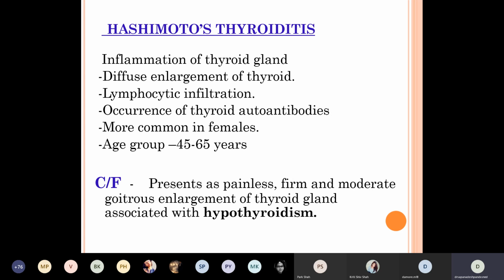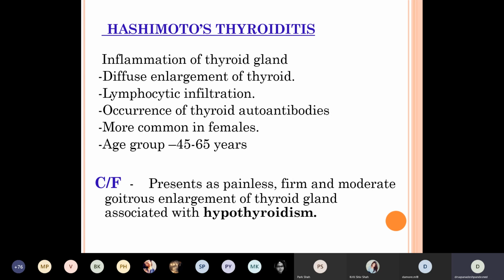So what will you see? Lymphocytes. Okay, so there will be lymphocytes in the thyroid. Lymphocyte infiltration, occurrence of thyroid autoantibodies because it is an autoimmune disease, more common in females. Autoimmune diseases are more common in females and age 45 to 65. Okay, this is general about Hashimoto's thyroiditis.